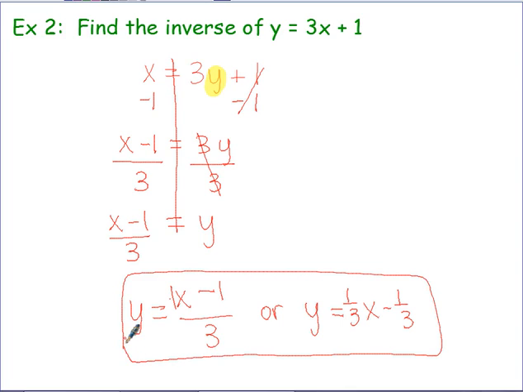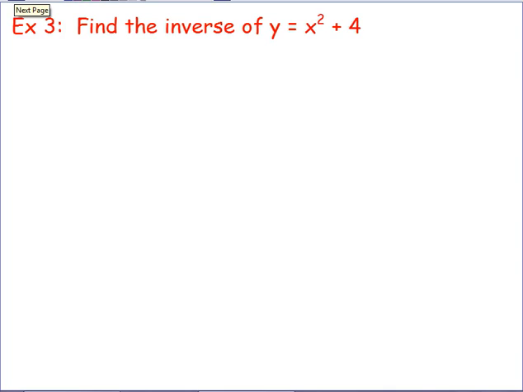So that really wasn't that hard of a problem. Let's make it just a little more difficult. Find the inverse of y equals x squared plus 4. First step, x's change to y's, y's change to x's. So instead of y equals, it's x equals y squared plus 4. So same rule applies. We want this guy by himself.